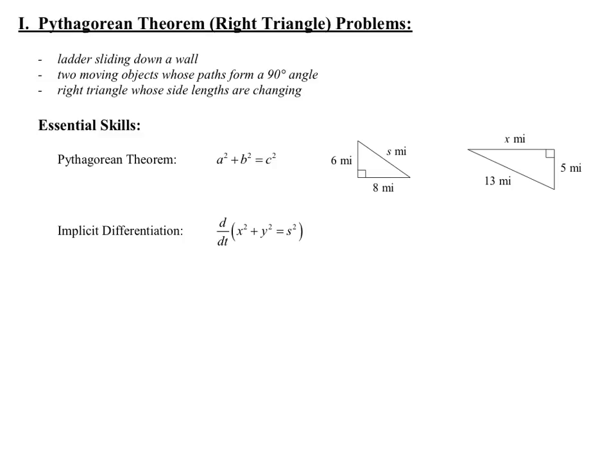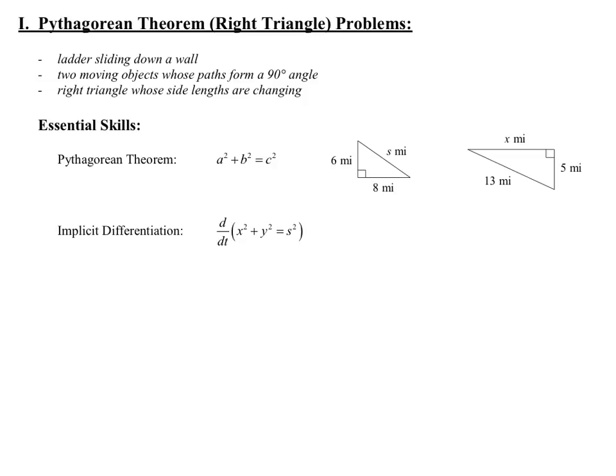talks about a ladder sliding down a wall and they tell you how long the ladder is, usually they'll want to know either how far away the ladder is from the building or how far up it goes. There's a clear-cut right triangle in that picture. If you also imagine two moving objects, one going north, for example, and another going west, as they move apart from each other, a right triangle is being formed in that diagram. Finally, if you get a question that just says, hey, there's a right triangle and the side lengths are changing, again, that's a clear-cut, obvious choice of knowing that it's going to be a Pythagorean theorem situation.